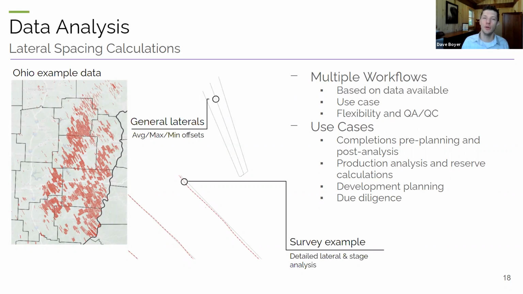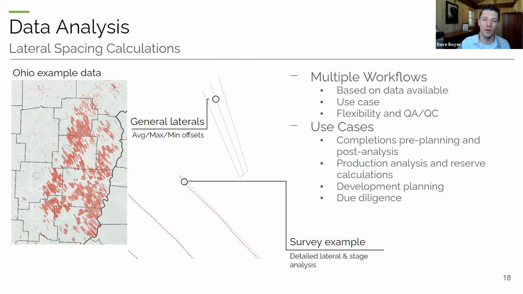The different workflows are based on the data available, the use case, and sometimes just QA, QC back and forth between them. Here's an Ohio example where I take some public data, and if you're looking at more of a generalized lateral, we can take these in here and now I can calculate average, min, max offsets between the laterals. This can be very important if you're looking at third-party production operations and trying to get an understanding of what's going on with the different operators.